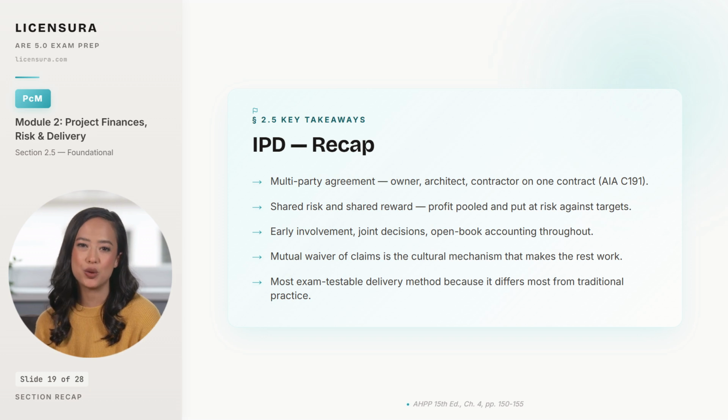Fourth, the mutual waiver of claims is the cultural feature that makes the rest possible. By removing the right to litigate small disputes, the parties commit to resolving problems inside the team. And fifth, IPD is the most exam-testable delivery method precisely because it differs most sharply from traditional practice. So know the 6 structural characteristics, the 3 risk-reward outcomes, and the multi-party agreement form by name.